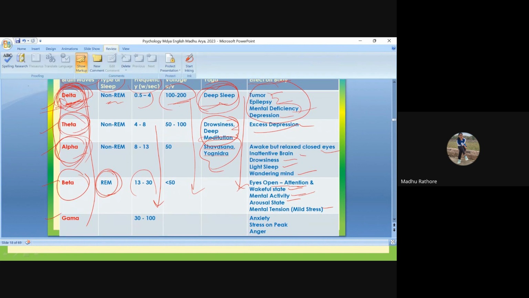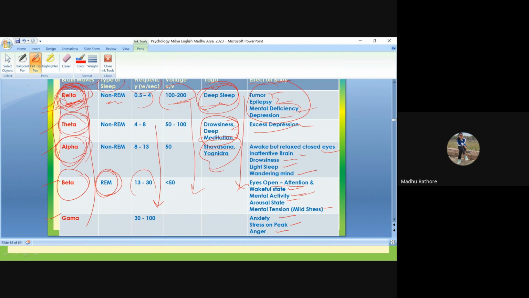Next is gamma: anxiety, stress at peak, anger can be seen. It means all waves are necessary, but when gamma is highest, or the time period of gamma is high, then you can see this type of disorder. If beta is high in time period, then you can see these types of disorders: mental activity disturbances, mental tension.